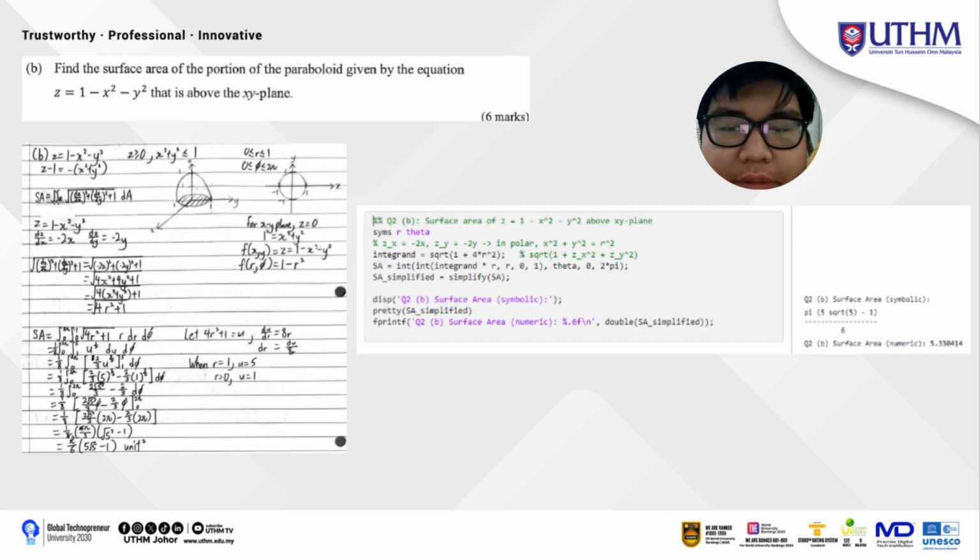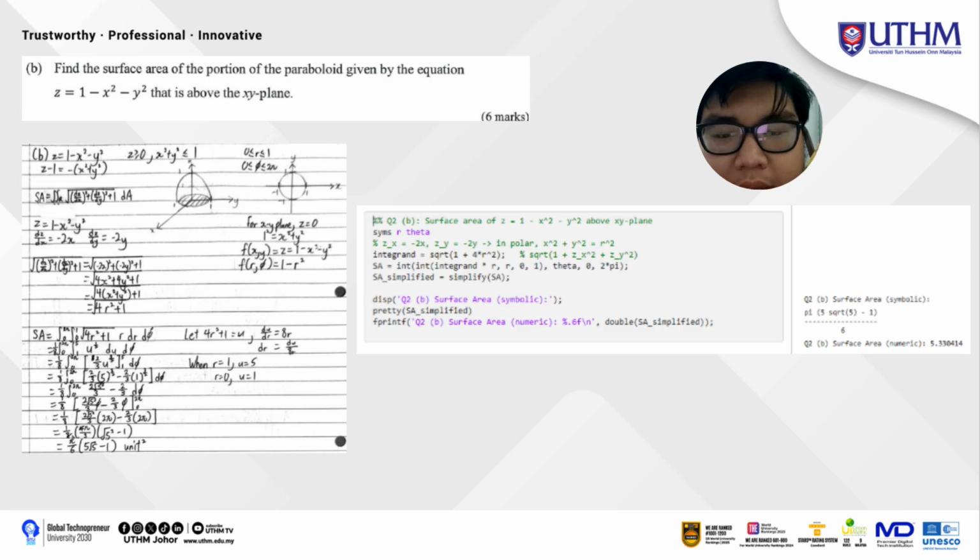So for question B, it needs us to find the surface area of the portion of the paraboloid given by the equation z equals 1 minus x squared minus y squared that is above the xy plane. As it says that it is above the xy plane, we can say that z is greater than or equal to 0, and also x squared plus y squared is smaller than or equal to 1.